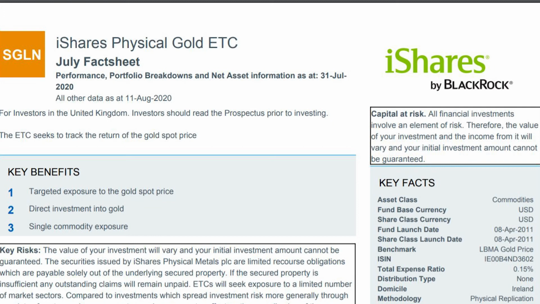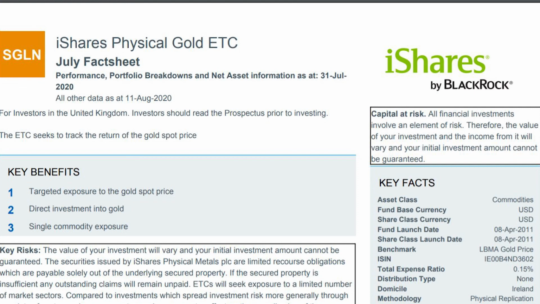The third ETF that we'll be looking into for this portfolio is SGLN, also provided by BlackRock. This is the iShares Physical Gold ETC. In this particular case, ETC stands for Exchange Traded Commodity. Let's go through the key benefits of this particular ETC. 1, it has a targeted exposure to the gold spot price. 2, it is a direct investment into gold. 3, it has single commodity exposure.